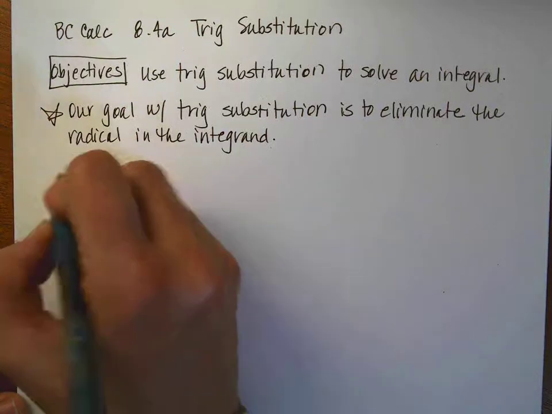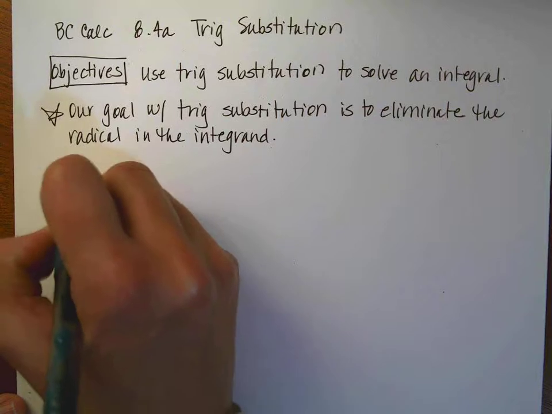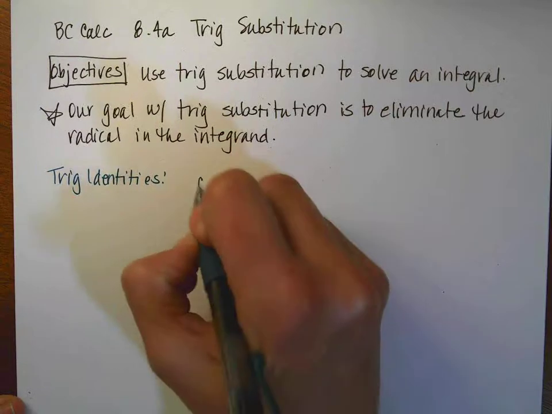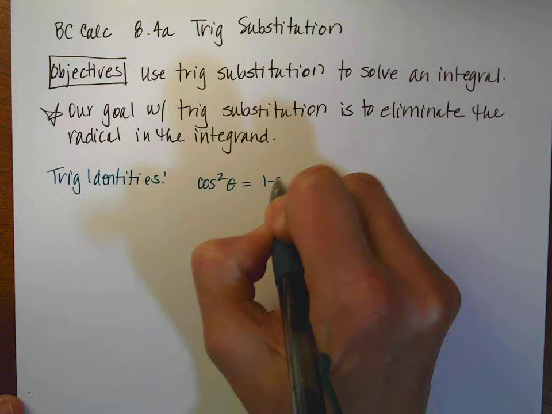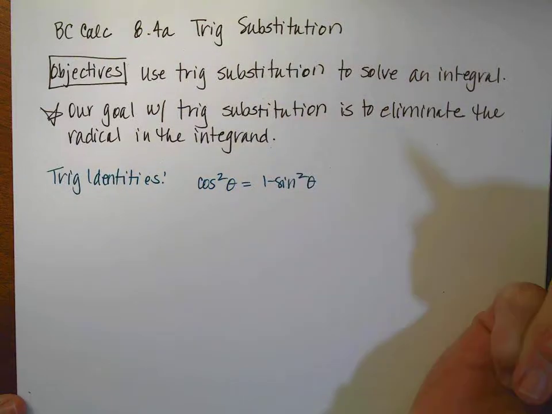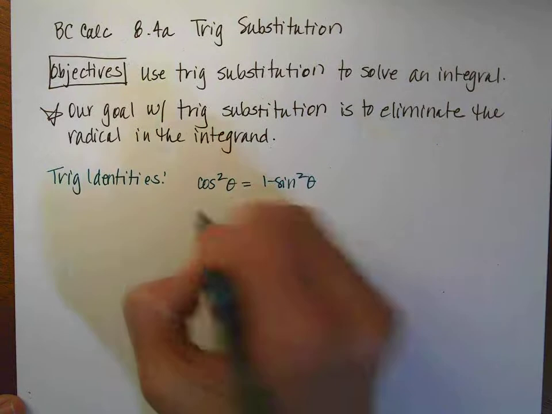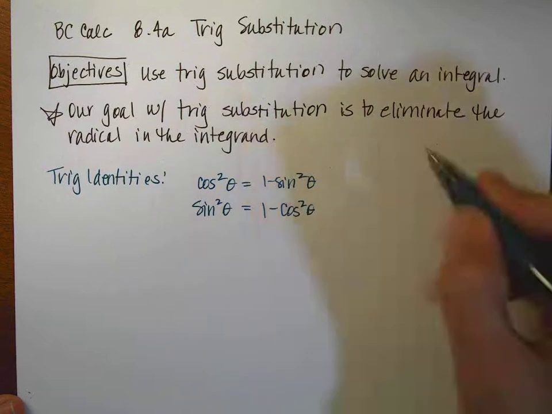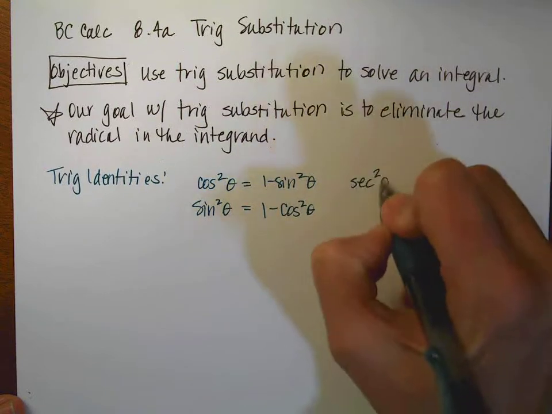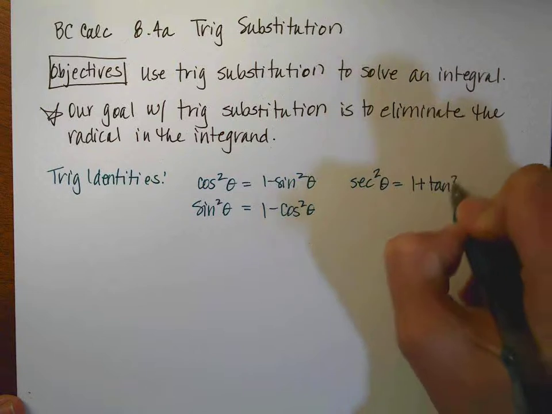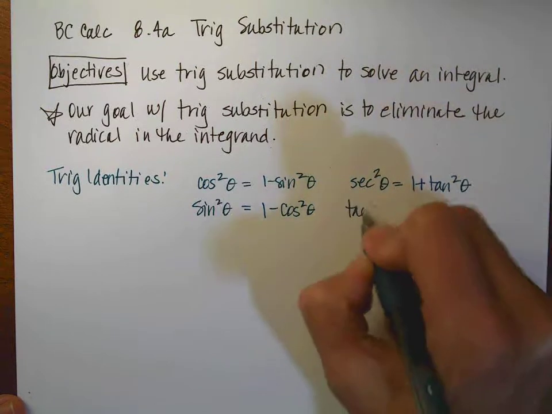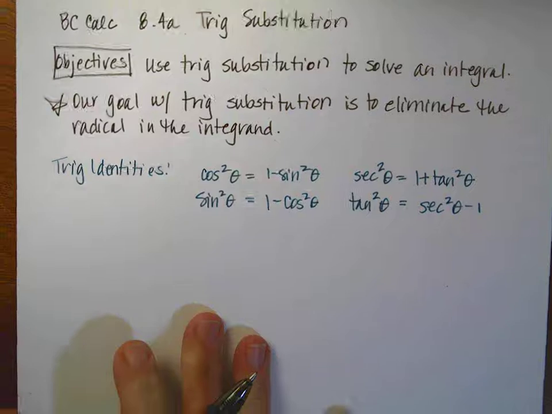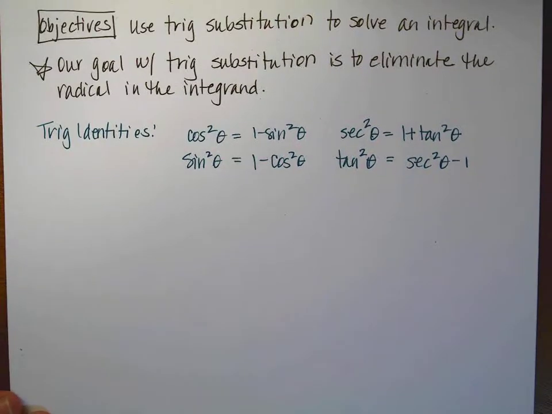So before we get started, let's remember a couple of trig identities. Just a couple, so not to get too worried. The first one is that cosine squared theta is 1 minus sine squared theta. I just rearranged that identity. The next one is sine squared theta is 1 minus cosine squared theta. And secant squared theta is 1 plus tangent squared theta. And tangent squared theta is secant squared theta minus 1. So nothing too earth-shaking.